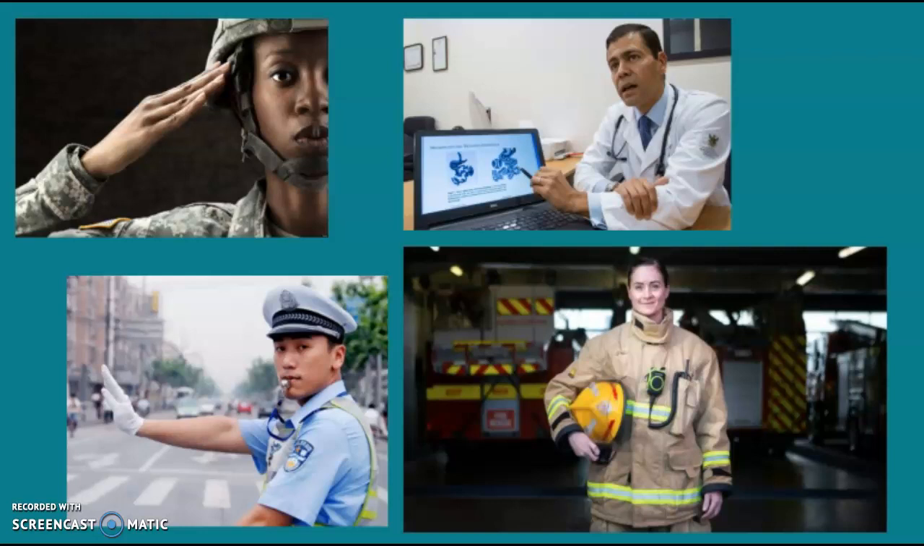Now, look at these pictures and think to yourself, what kind of problems do you think the people in these pictures face because of their jobs and responsibilities? What do you think? You can pause here or you can talk to me about it. Well, maybe you said something like, it's difficult to go to war, it's difficult to fight with fire, it's difficult to police a city. All good answers.